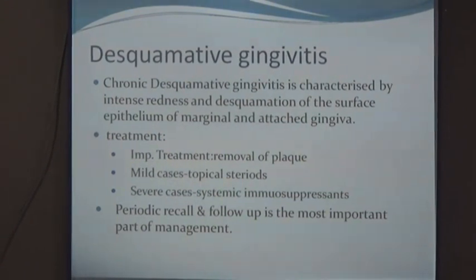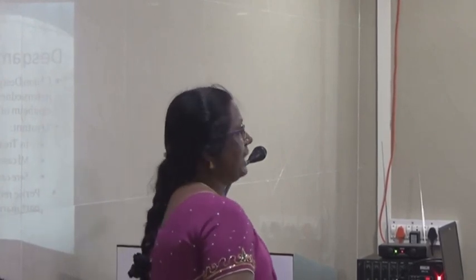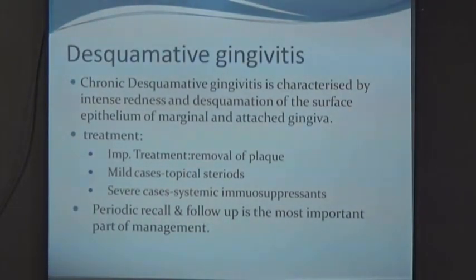What is the other name for desquamative gingivitis? Gingivosis. Okay. So chronic desquamative gingivitis is characterized by intense red desquamation of the surface epithelium of the marginal and attached gingiva. By reading this, are you able to understand anything? There is a desquamation of the surface, intense redness in the epithelium of the margin and attached.